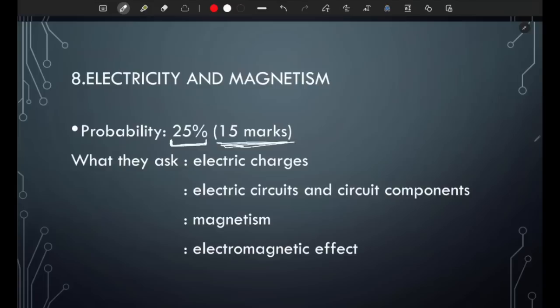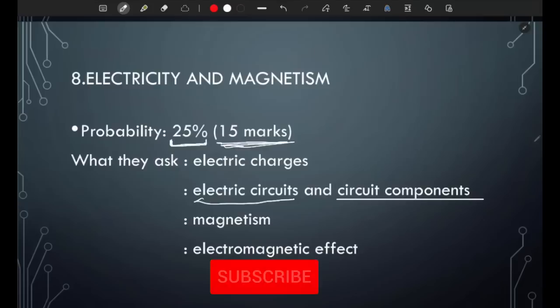So what can they ask you? They can ask about electric charges, so negative charge, positive charge, and how they interact. But this is very uncommon. The most common part is electric circuits and circuit components.